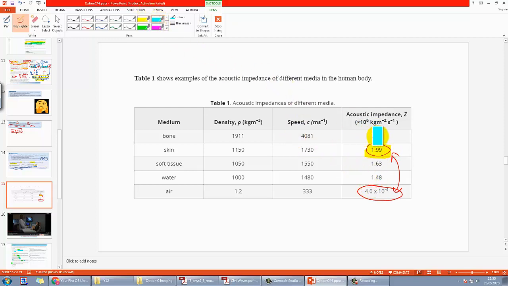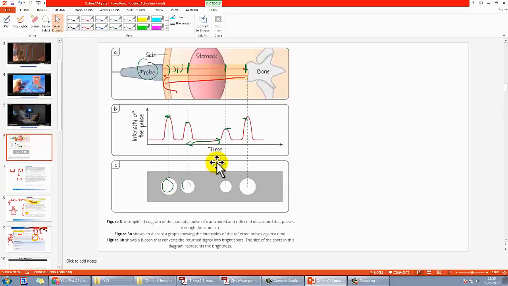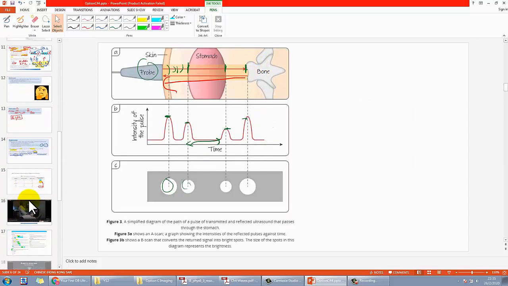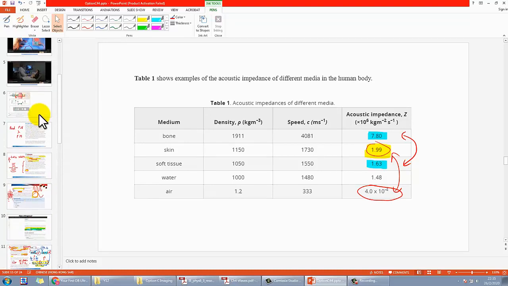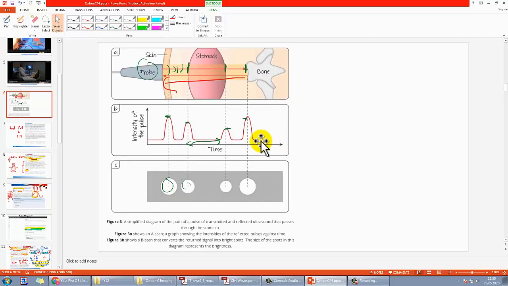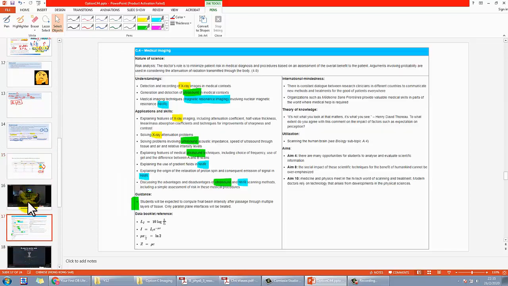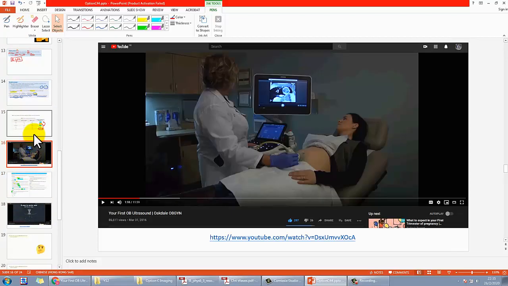One thing you may want to notice is for bone, inside your body, like the diagram that we have here, bone and the soft tissue are quite different in terms of impedance. So for the bone, when the wave reaches it, pretty much most of it will be reflected. That's why you don't actually see much after the bone. Alright, I think that is pretty much for this part.